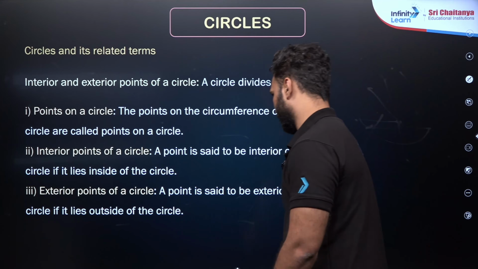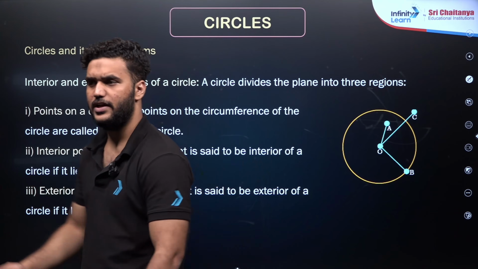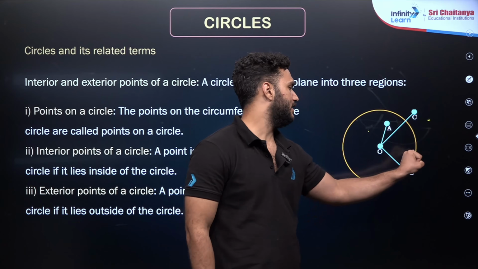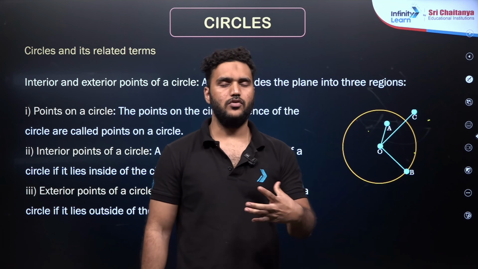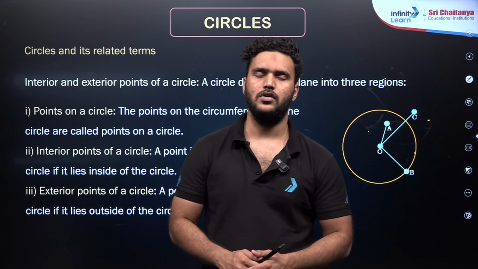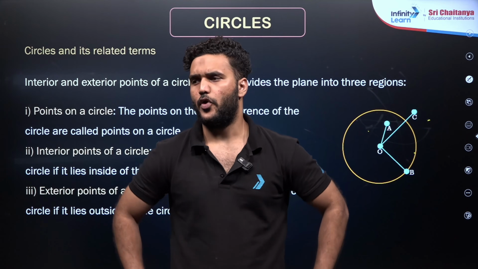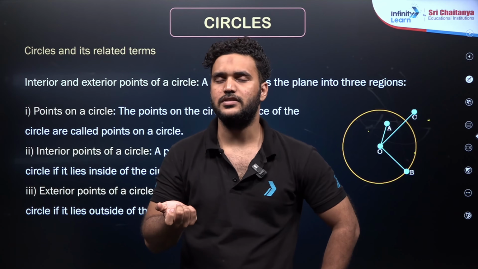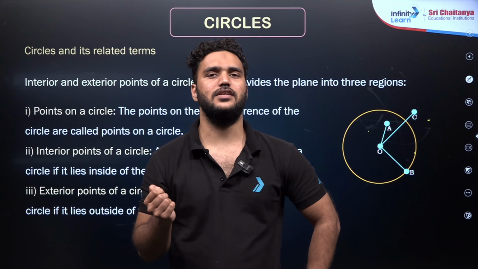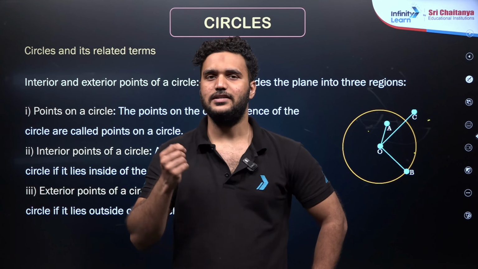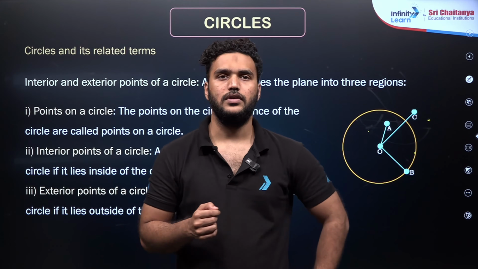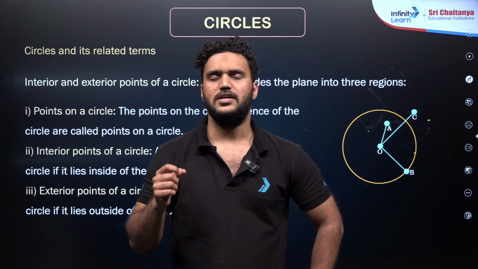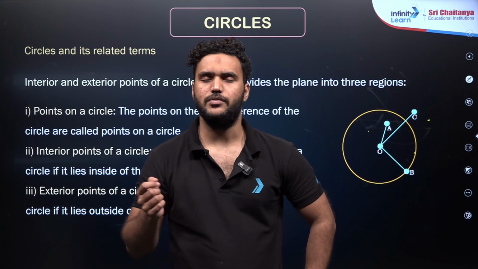Point on a circle. See guys, if you have any point, it can be inside the circle, it can be outside the circle, or it can be on the circle. But sir, how to find that? If I tell you there is a circle with a radius 5 and there is a point, and the distance between that point and the center is 4. Sir, it's less than the radius, so it must lie inside the circle. Now if I give you another point whose distance from the center is 10, sir, this distance is greater than the radius, so it must be outside.